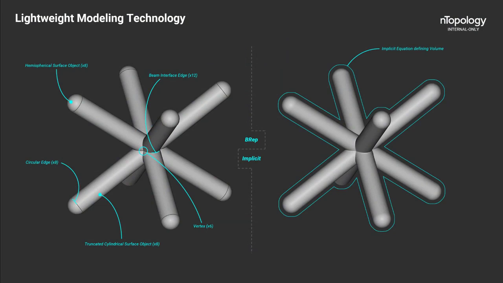The legacy method of describing geometry is through boundary representation, or B-Rep for short, where faces are created and joined together by edges to separate the inside and outside of a solid part. nTopology works quite differently. It describes the same geometry or volume using a mathematical equation.